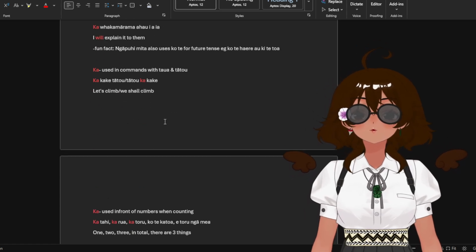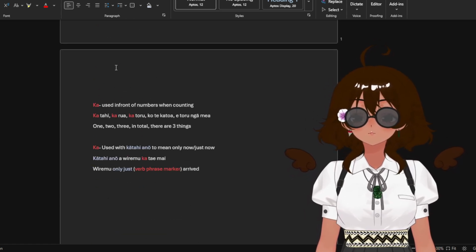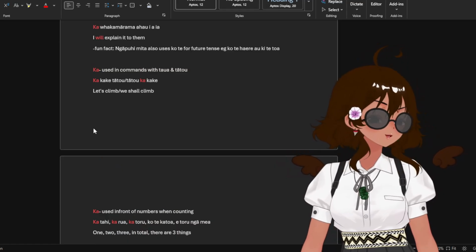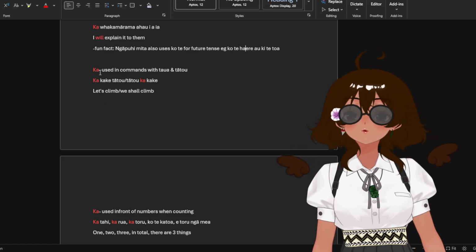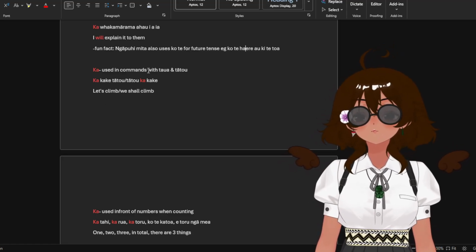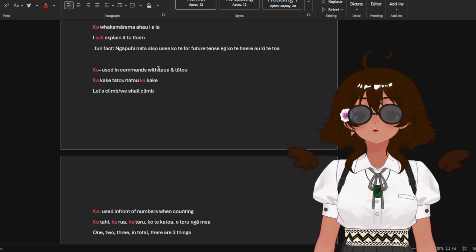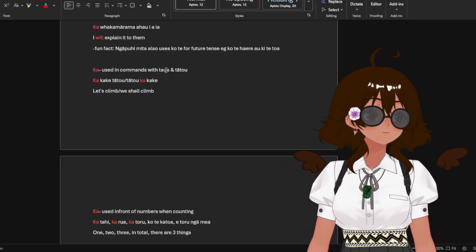But anyways, to our next few usages, or really our last couple of usages, because these are very specific now, kind of. I mean, not very common at least. Ka in usages of commands with taua and tātou. Now again, this is taua, not taua. Remember?